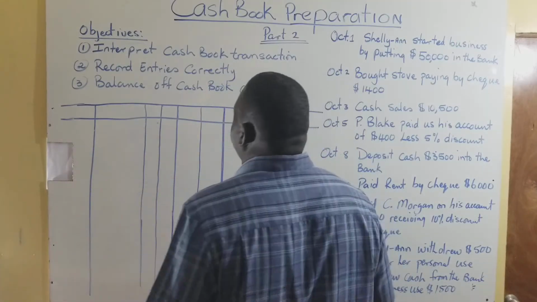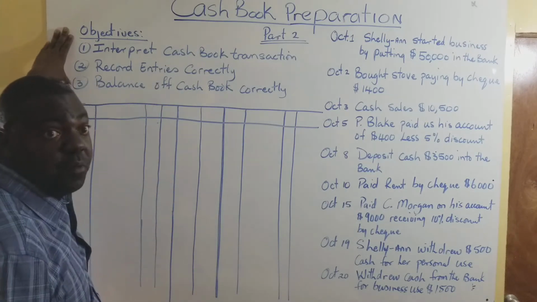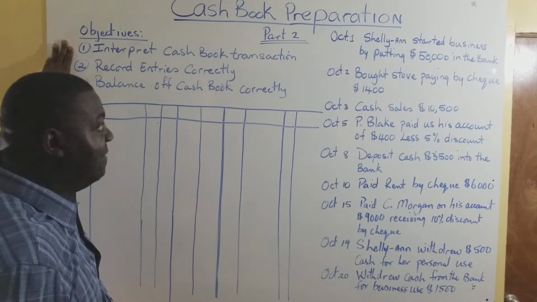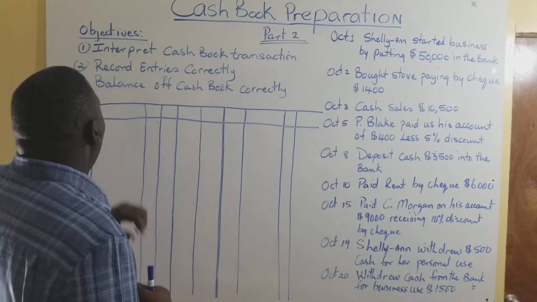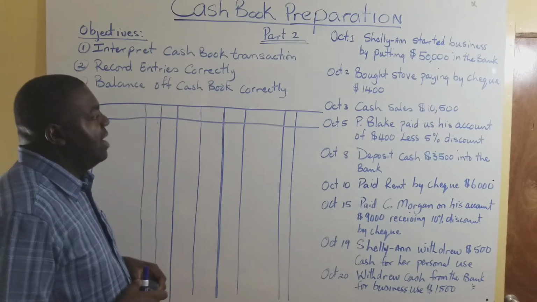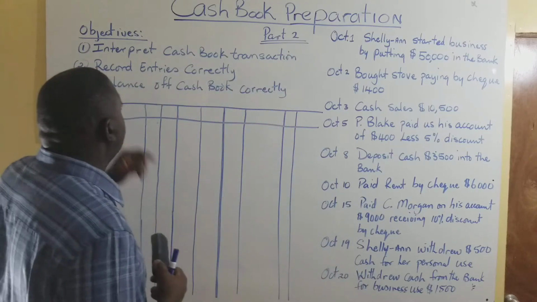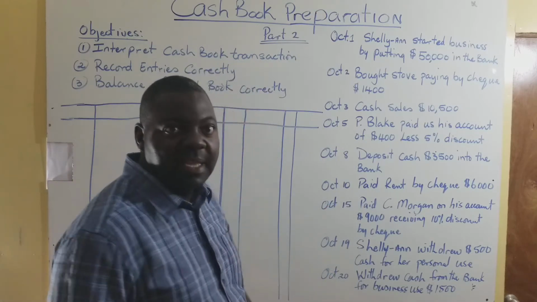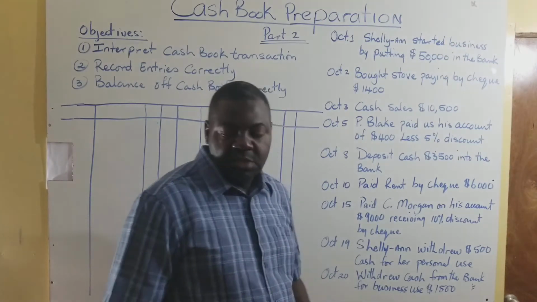First thing, as we always like to guide our operation with some objectives, giving us some focus, yes? And so we can measure to what extent we are answering these questions. Interpret the cash book transaction, record entries correctly, and balance off the cash book correctly. So let's proceed with the first of our objectives, to interpret the cash book transaction. Here we have some transactions stated for us to go through and relate to. So shall we begin?